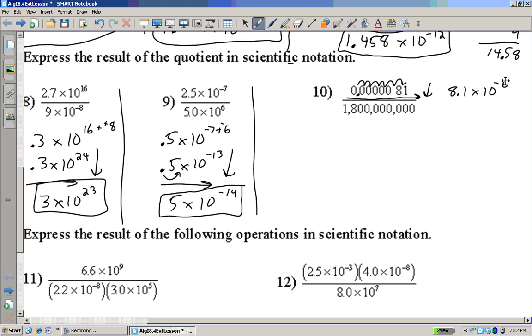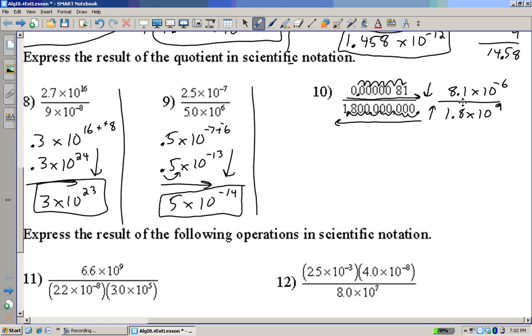Okay. Here we have the decimal. We're going to have to move left, which means we're going up. So 1, 2, 3, 4, 5, 6, 7, 8, 9. We'll do it. With 1 and 8 tenths times 10 to the 9th power.